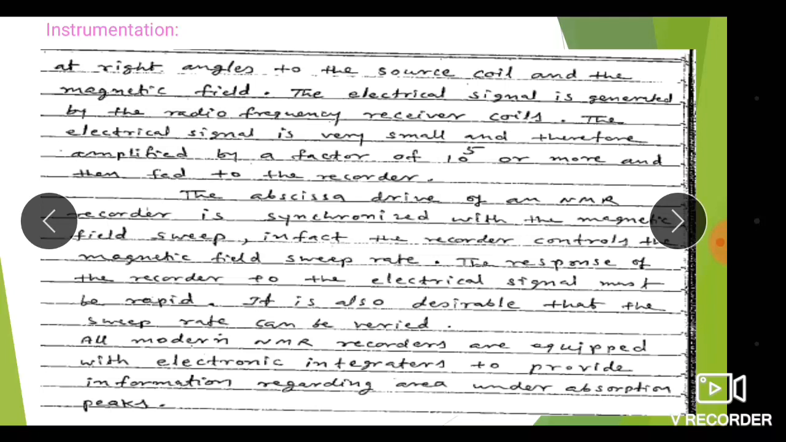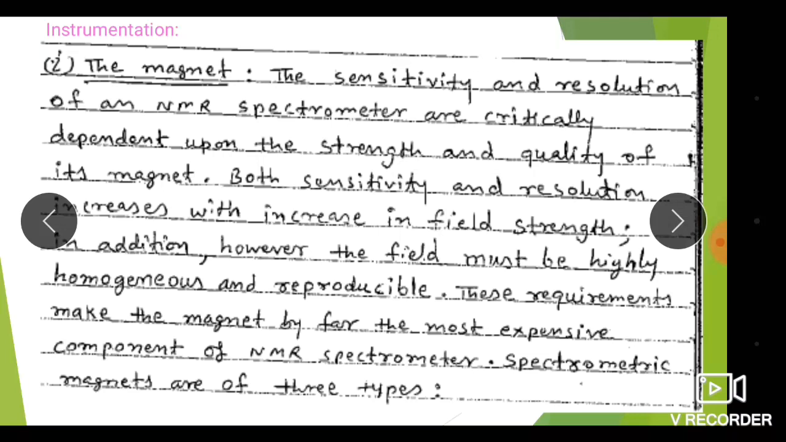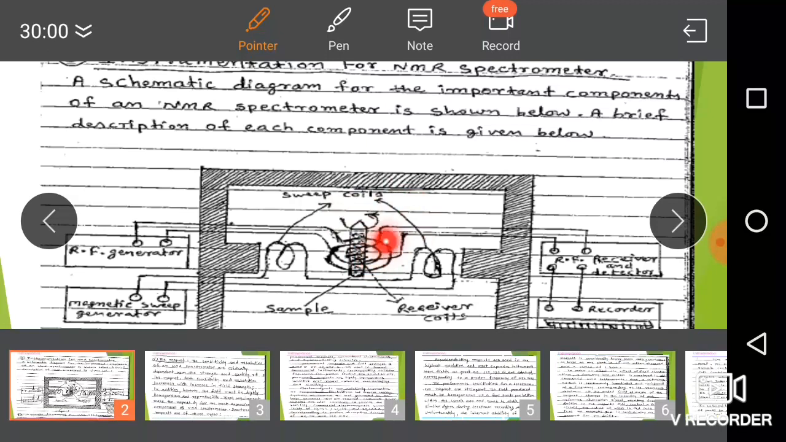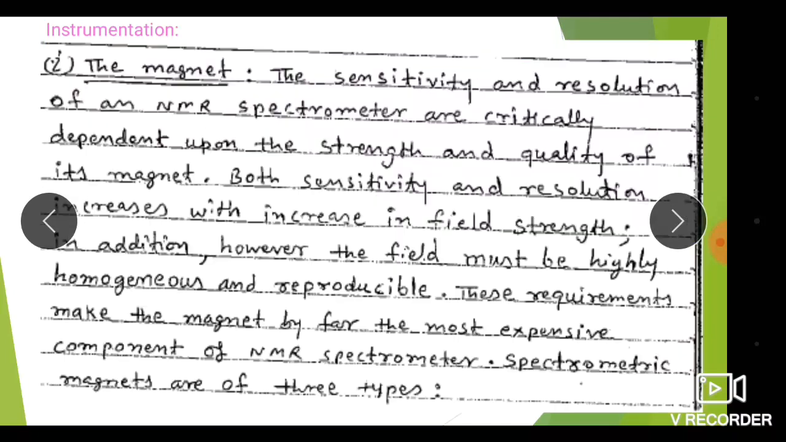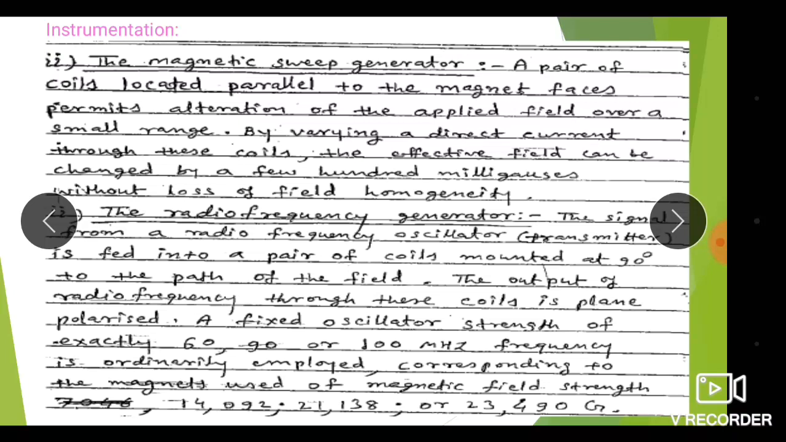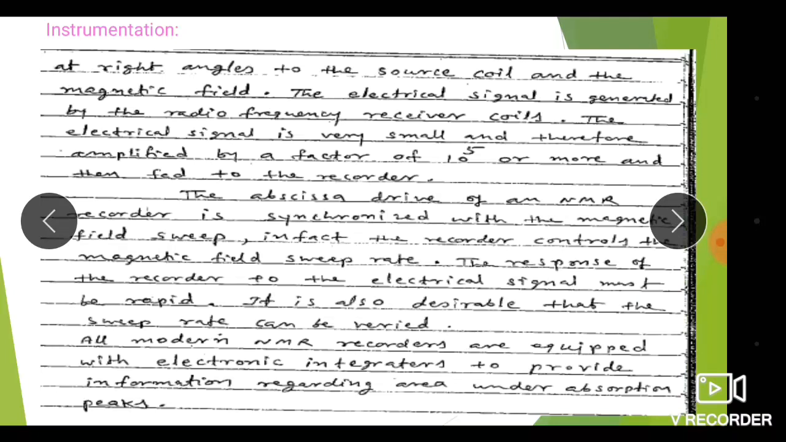So, what happened here? See here, the RF generator feeds the signal to the coil, and these signals are fed to the receiver, and this receiver records the signal on the recorder. So this is about the use of the radio frequency signal detector and recorder system.